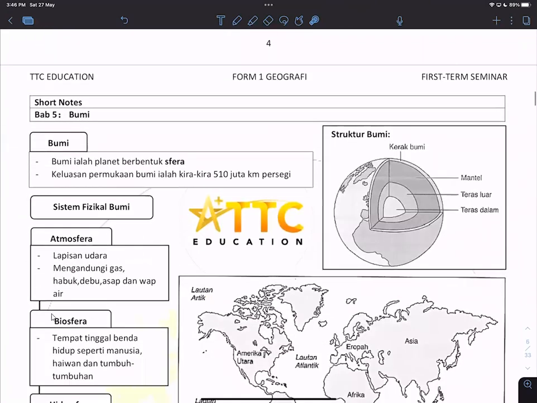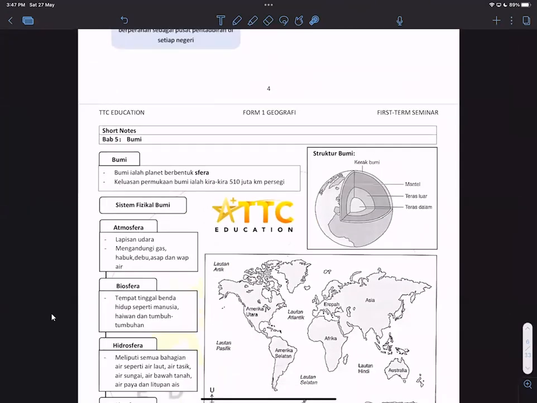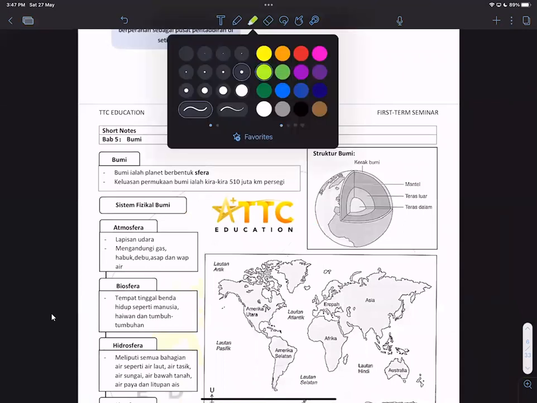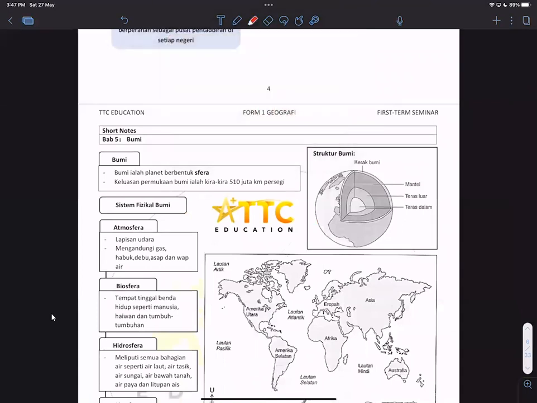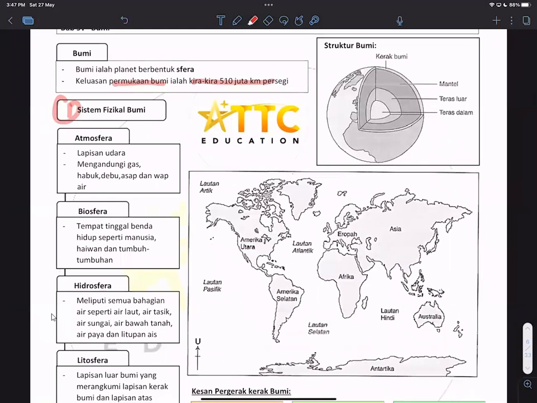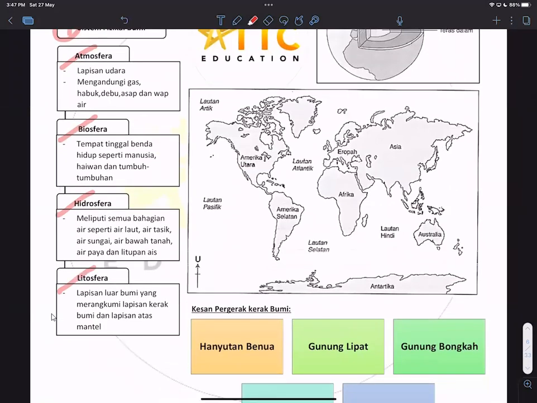So part 5. I summarize everything in part 5. The first part of part 5 is the physical system of the earth. This part you guys try to read on your own, because it only comes out in Form 1. It is no longer asked in Form 2 and Form 3. So what is the physical system? Atmosphere, biosphere, hydrosphere, lithosphere. All the terms we just learned 2 weeks ago in normal class. So good luck in memorizing this part.